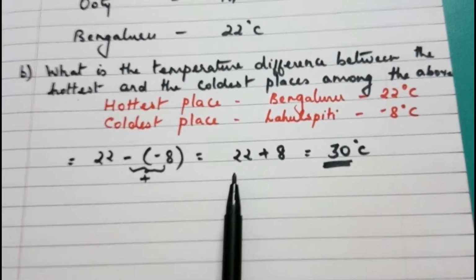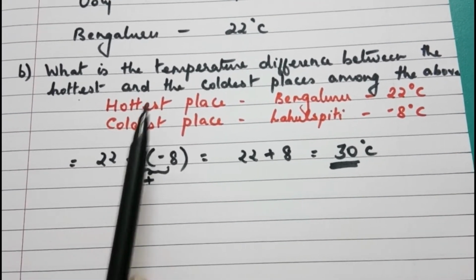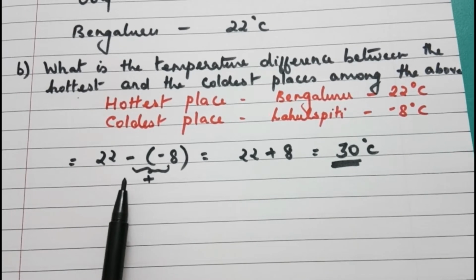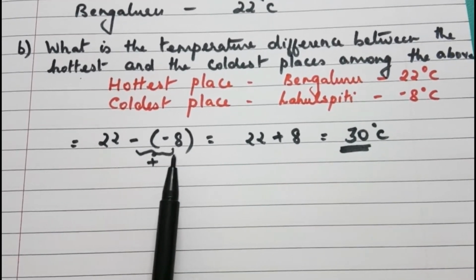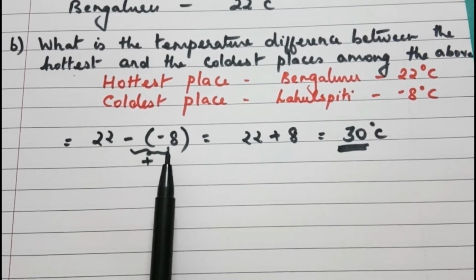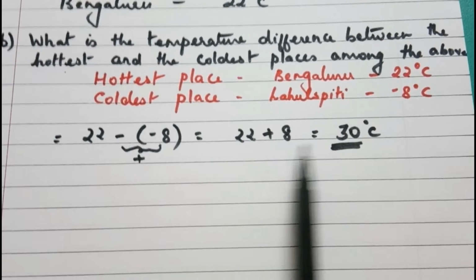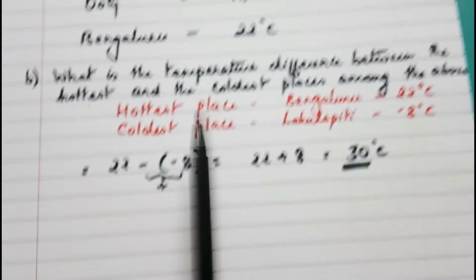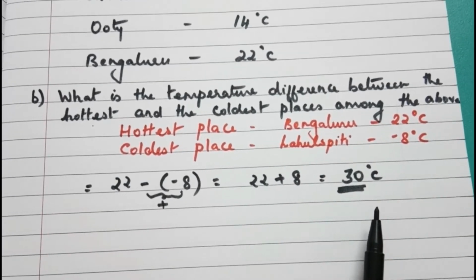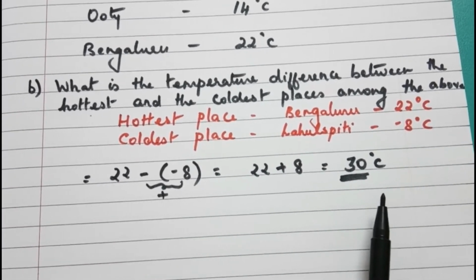Take the temperature of the hottest place, take the temperature of the coldest place. Since there is a difference, we need to minus, and since the coldest place temperature is negative, negative and negative becomes positive, so it would be 22 plus 8, and 22 plus 8 comes to 30 degrees Celsius. So the difference between the hottest and the coldest place is 30 degrees Celsius. I hope you understood the second question also.